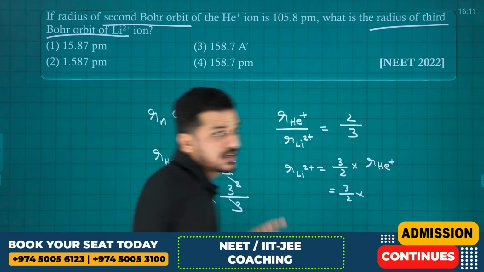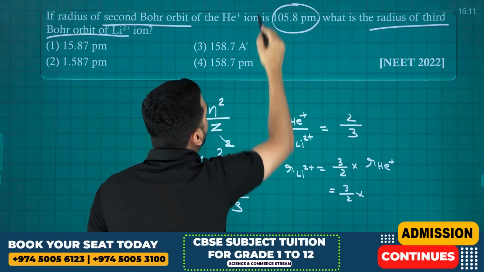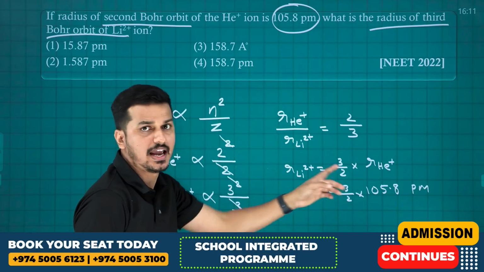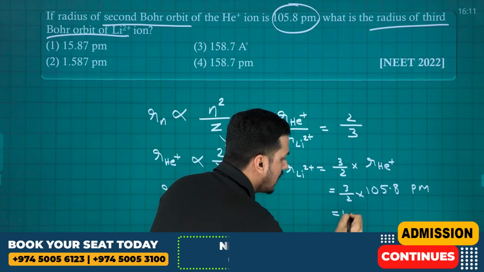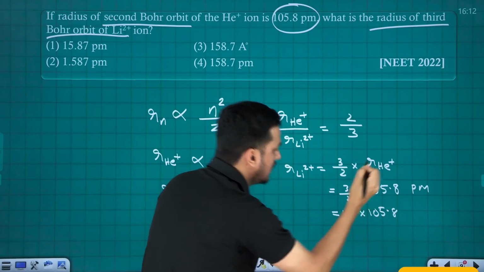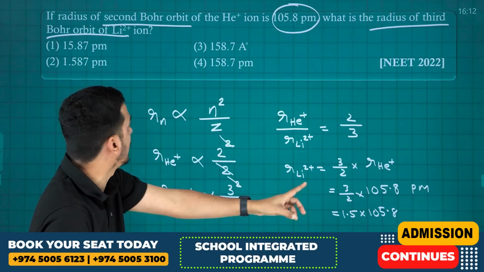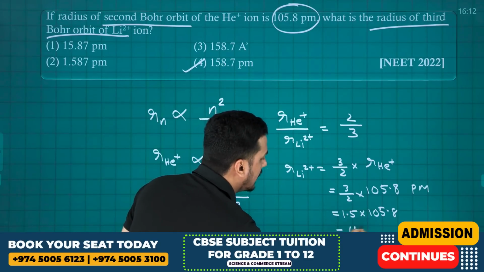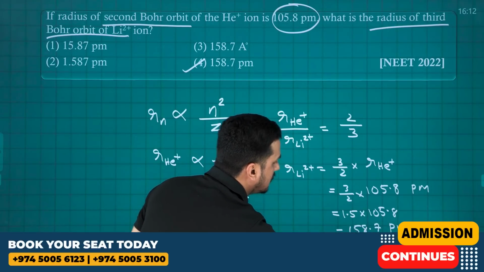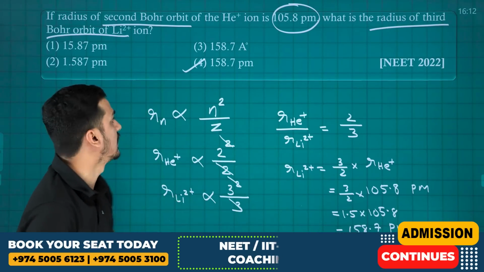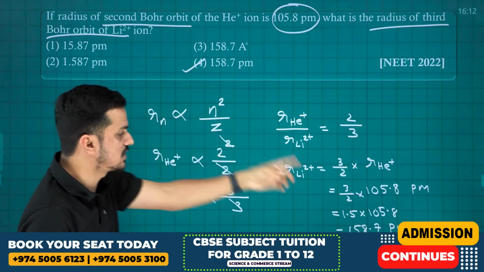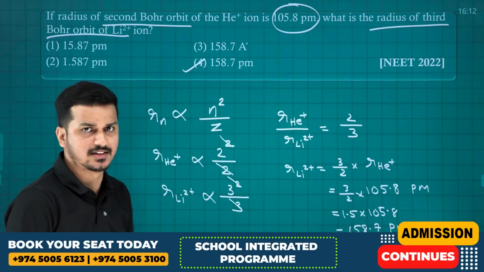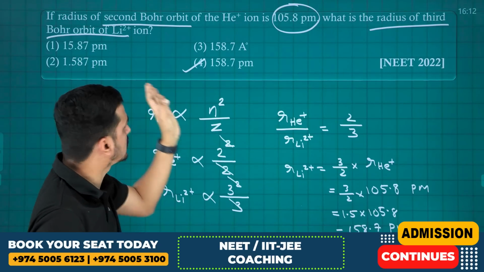So what's the radius of helium plus they given? That value is 105.8 picometer. So this is equal to 1.5 into 105.8. Once you multiply this, you will get 158.7 picometer. So option 4 is the correct answer. They given it in picometer, so multiplying again in picometer, you will get the answer. That's it. Clear? So the answer for this question is option 4.